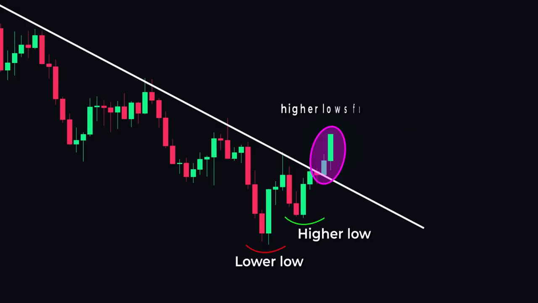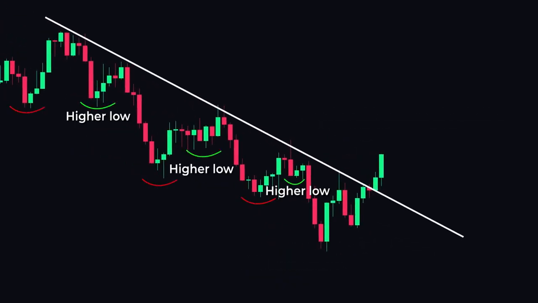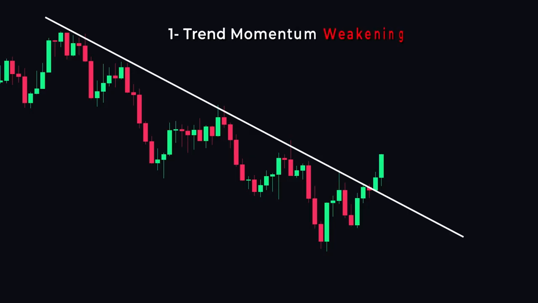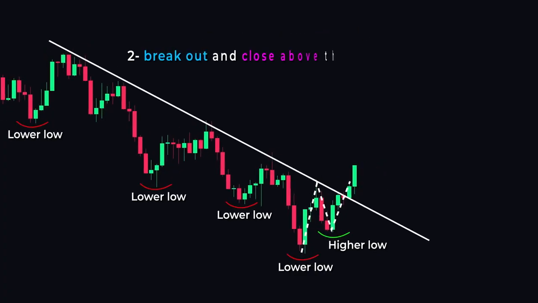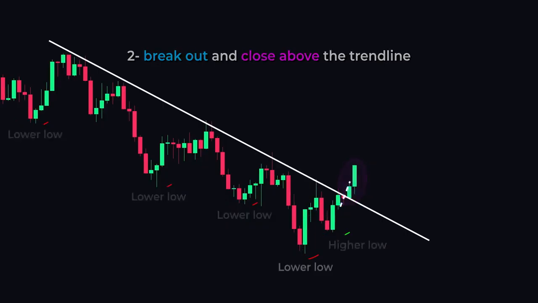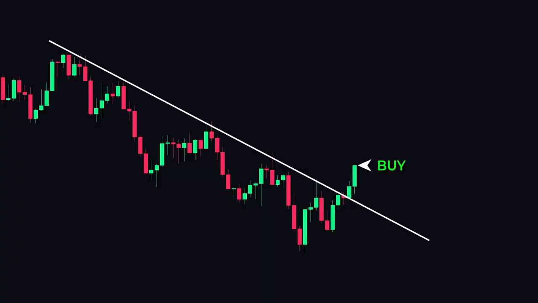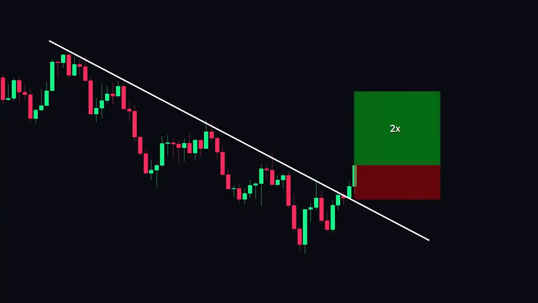Now, it's important that we find higher lows that are also followed by a trend line breakout, because in this example, we see multiple higher lows earlier, but since they were not followed by a trend line breakout, they were not valid entry points. So to recap, first, we want to see the existing trend getting weaker. In this case, price shifts from lower low structure to a higher low structure. Next, we wait for price to break out and close well above the trend line. Once these signals are confirmed, we take a buy position. For stop loss, place it slightly below the trend line break and set a take profit at 2 times the stop loss size. And as you can see, price went up and hits our take profit target.